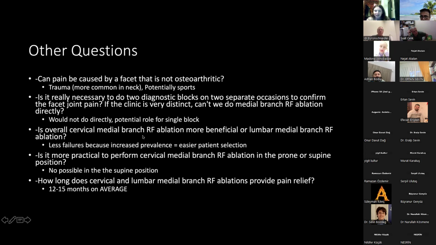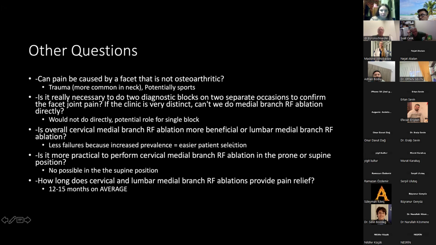Is cervical medial branch block more beneficial, or lumbar medial branch block more efficient? They're both very effective. I would say you have less failures in the cervical spine because the increased prevalence means that you have better diagnostic confidence and better or easier patient selection.